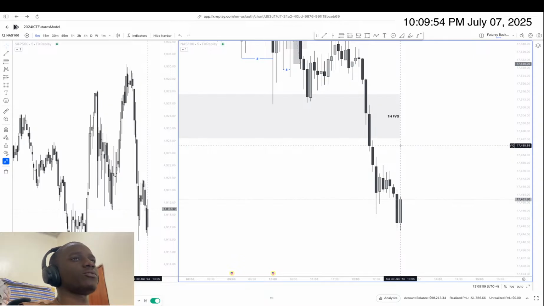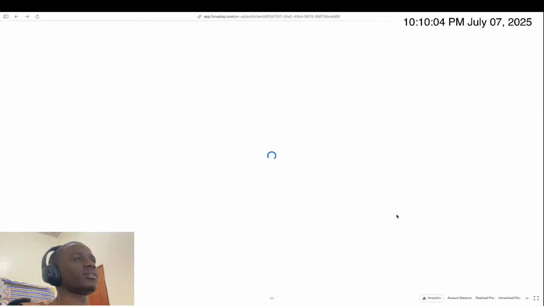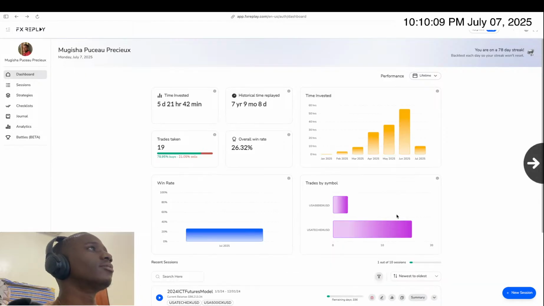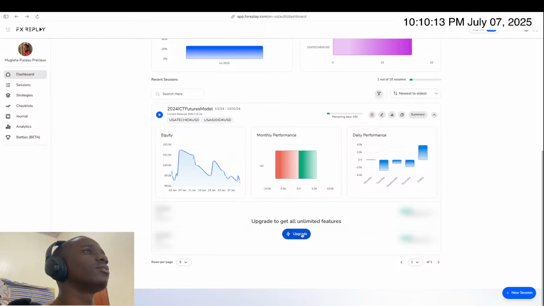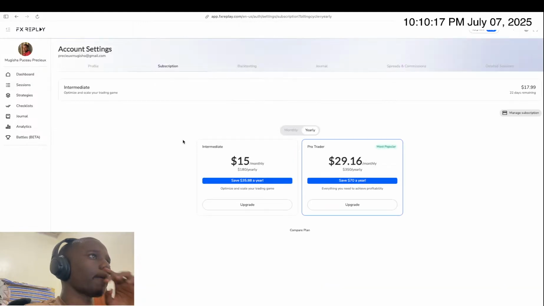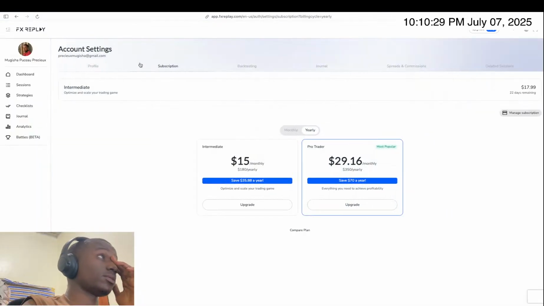We have 13.05. How are the analytics looking so far? 26% win rate. That's crazy. We have this kind of messy graph, but no worries. What features do I miss? Alright, so I don't need this.